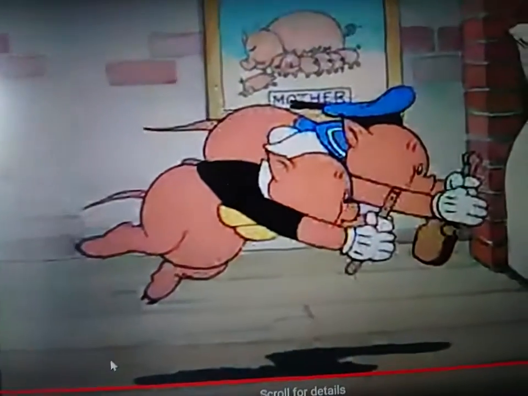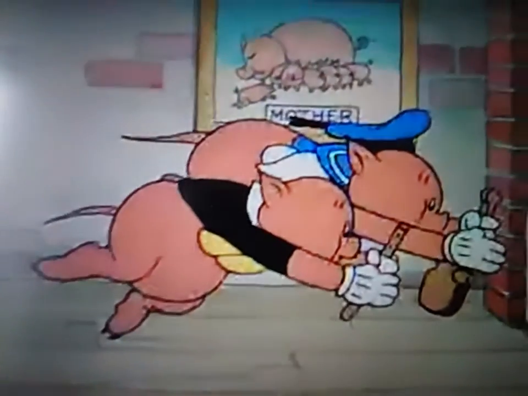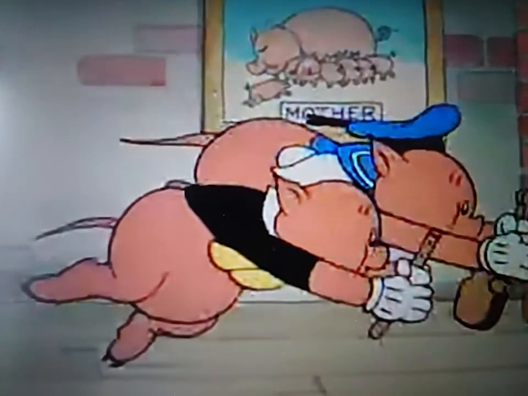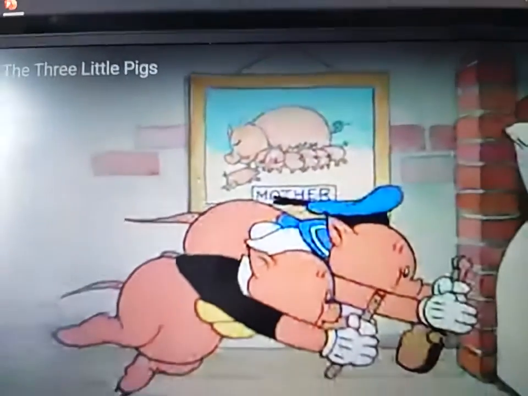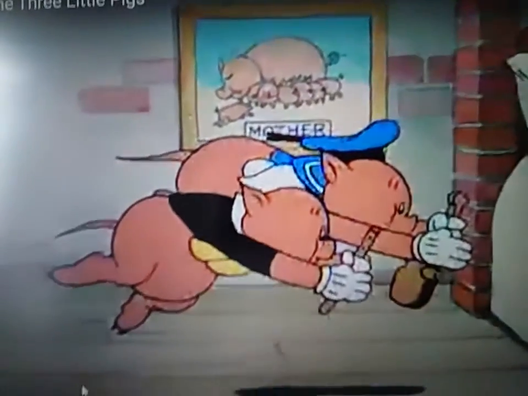With the wolf, who tries to break into the first two houses, and he manages to by blowing them down. But he can't get into the brick house, so he goes in through the chimney and burns himself. He ends up getting burned because the naughty pigs set a trap for him. So I want you to write a newspaper report about that happening, okay?